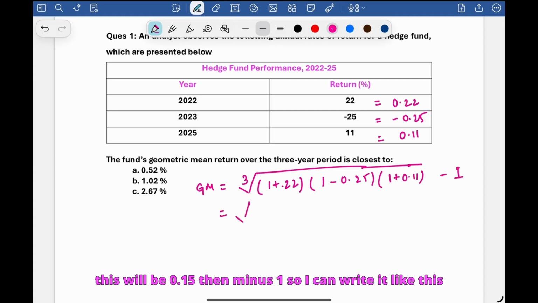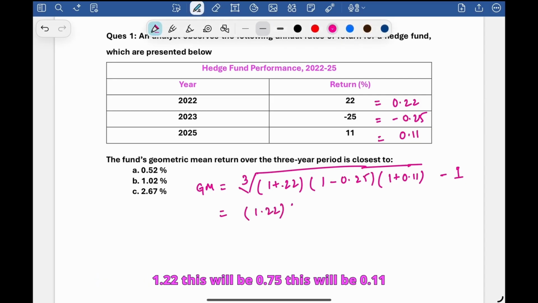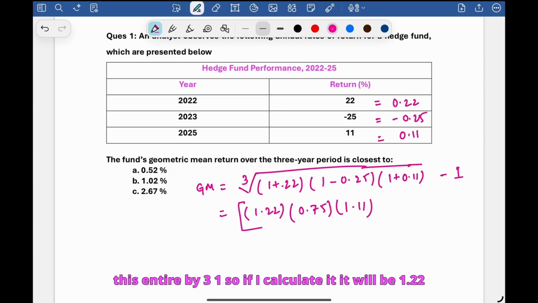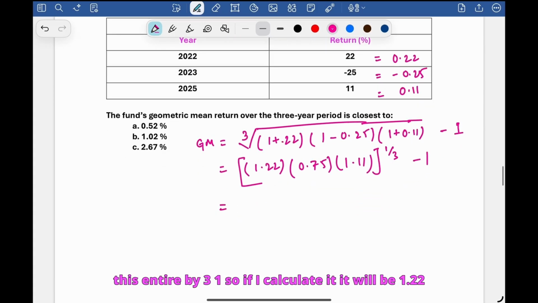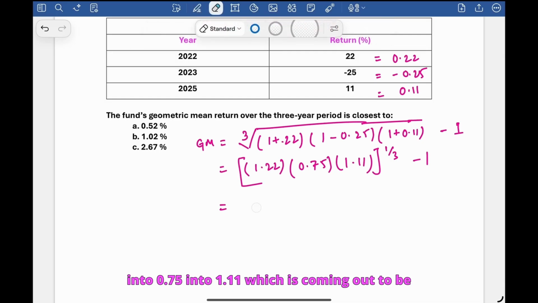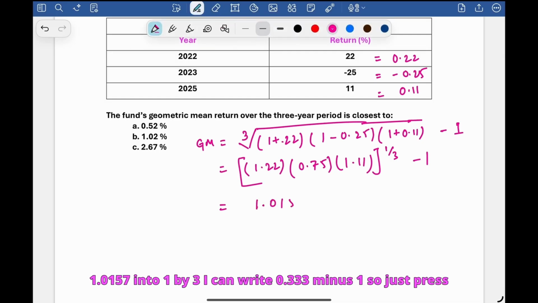I can write it like this: 1.22, 0.75, 0.11. This entire product to the power of 1 by 3. If I calculate 1.22 into 0.75 into 1.11, it comes out to be 1.0157. Then the power is 0.333, minus 1.